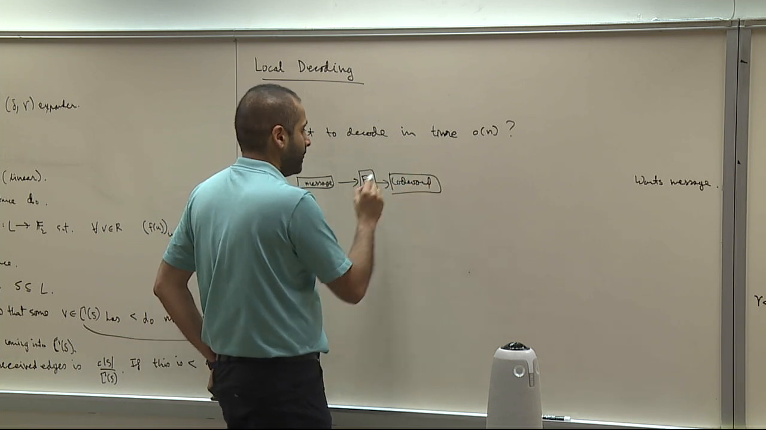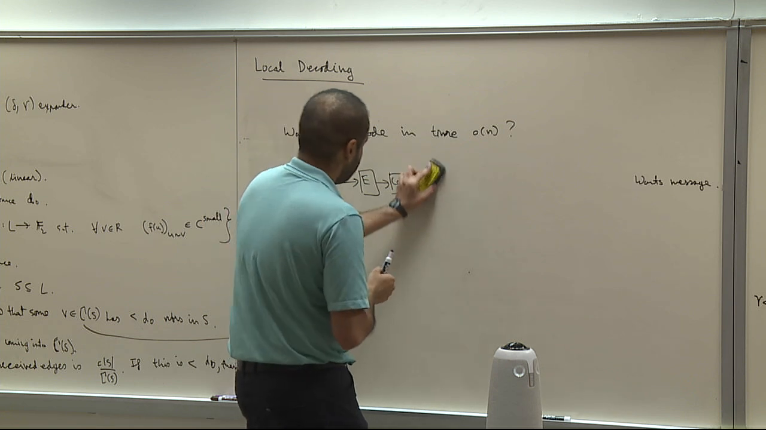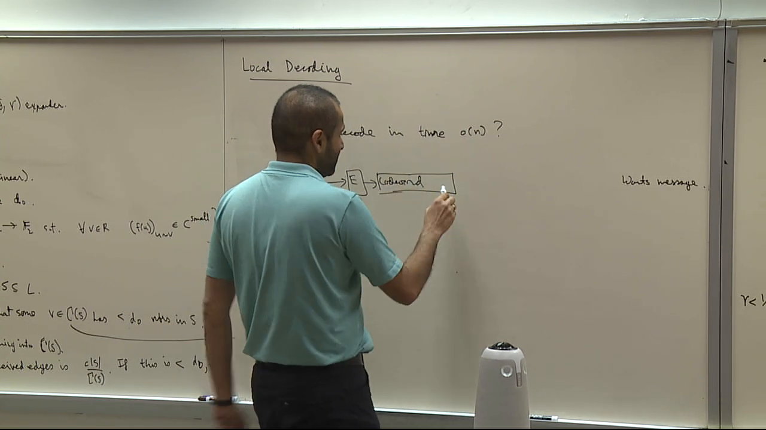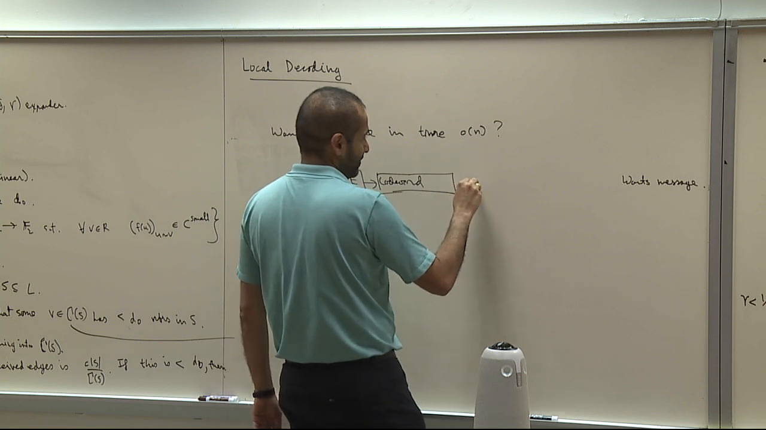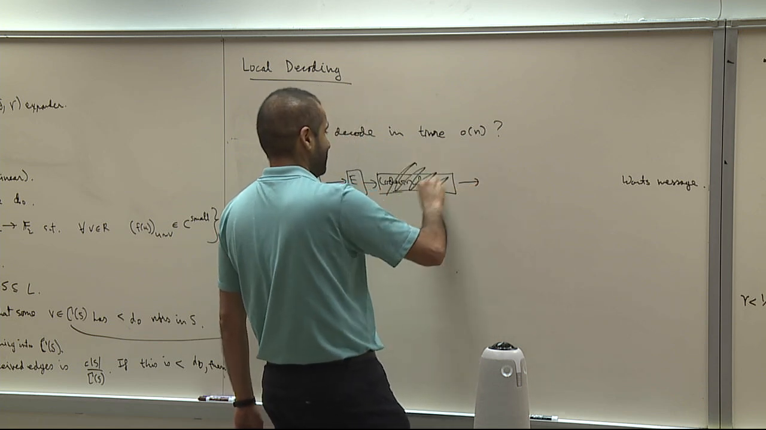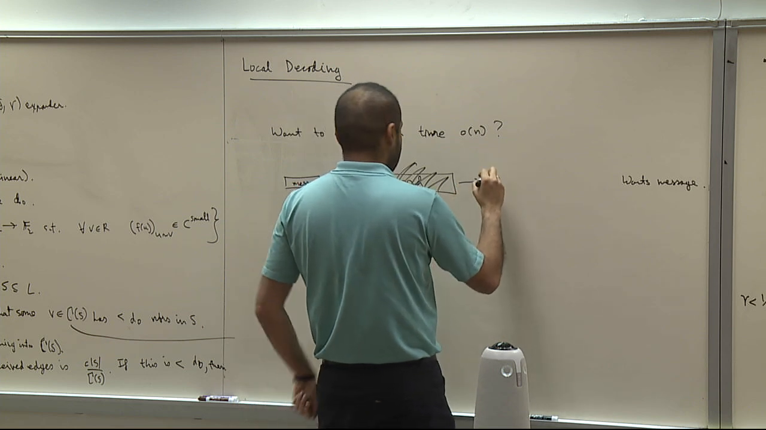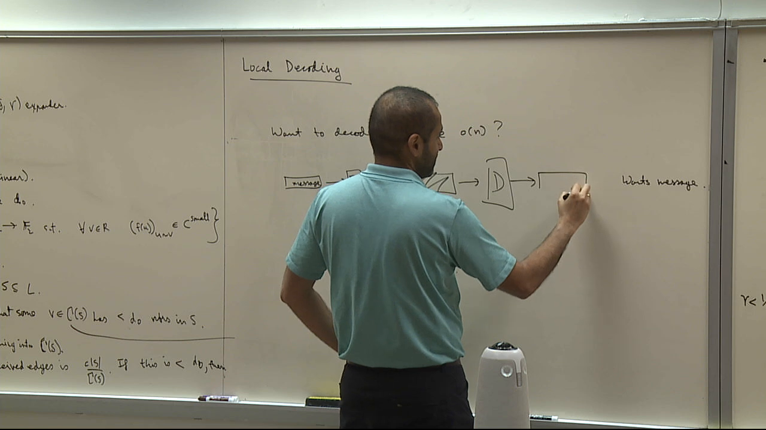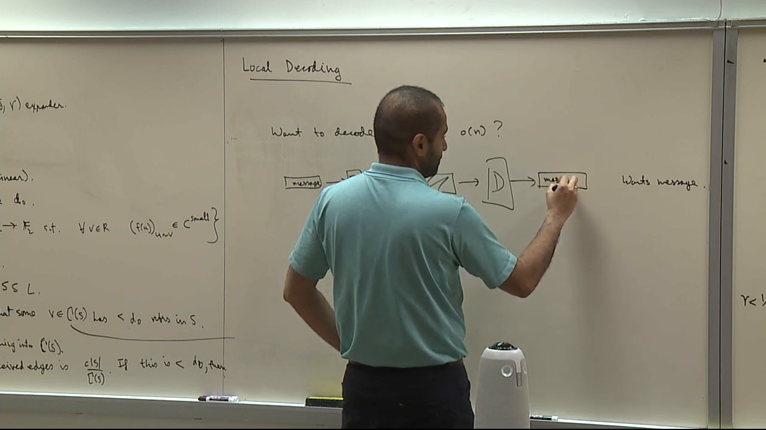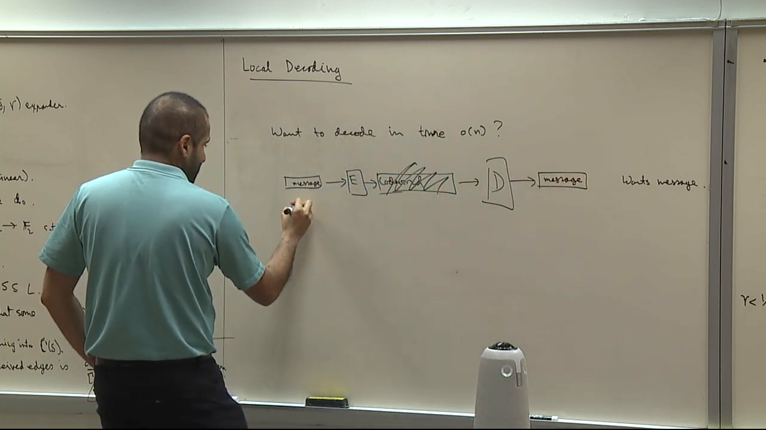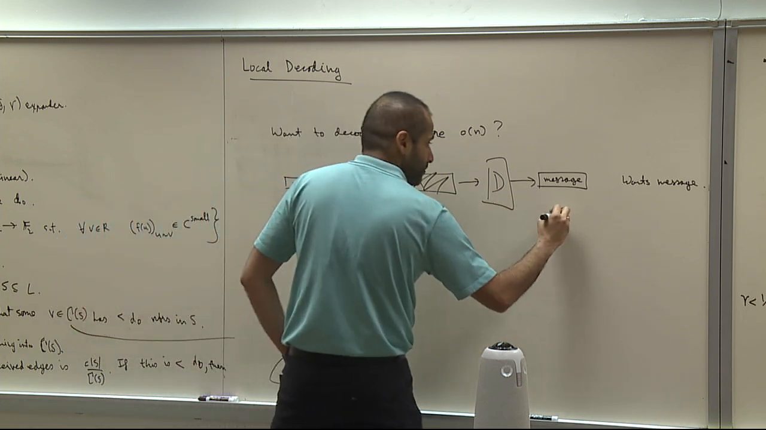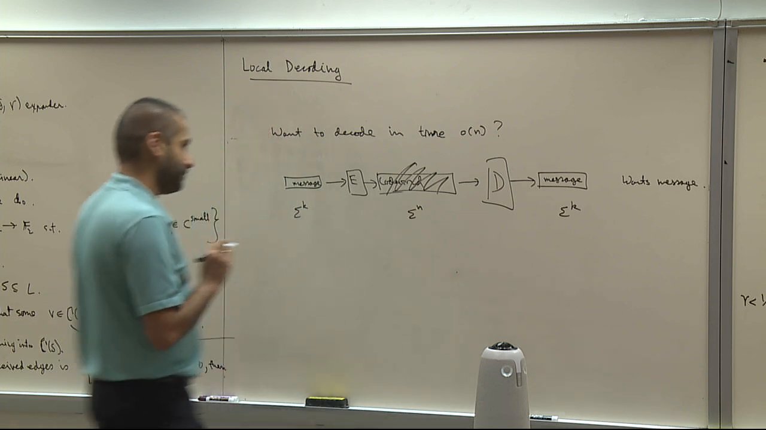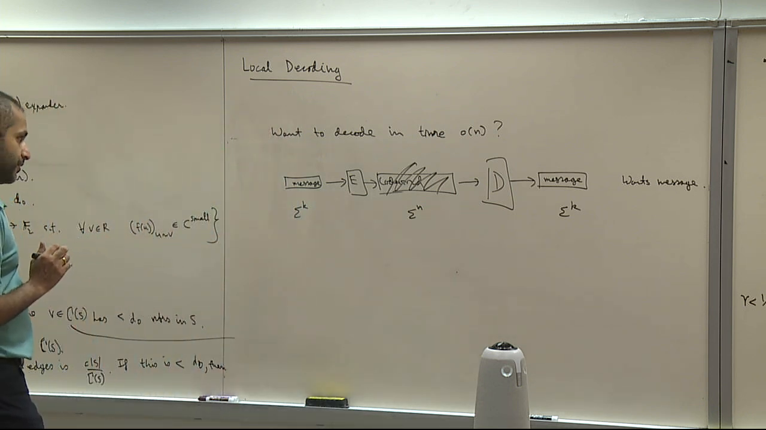Oh, actually I should draw it. Code word. We expanded it. Then it got corrupted, and then it gets received by the decoder, which will then decode it and find the message. And just for sanity, this is in sigma to the k, this is sigma to the k, and this was sigma to the n. It started off as a code word, and then it got messed up.